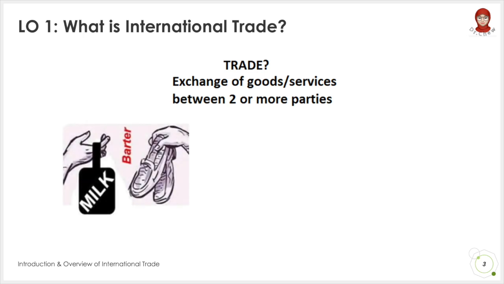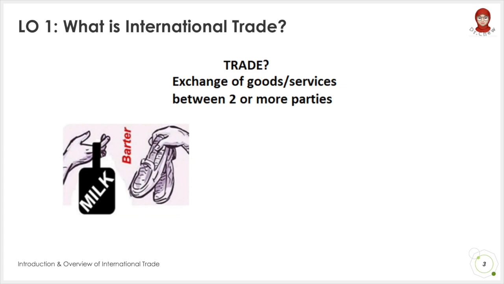Here, the diagram shows two people, one with a meal and one with a pair of shoes. Trade only happens between these two people if both of them want and agree to exchange their meal and shoes with one another. However, it is very difficult to find someone that wants to exchange the good that you have for the good that they have.